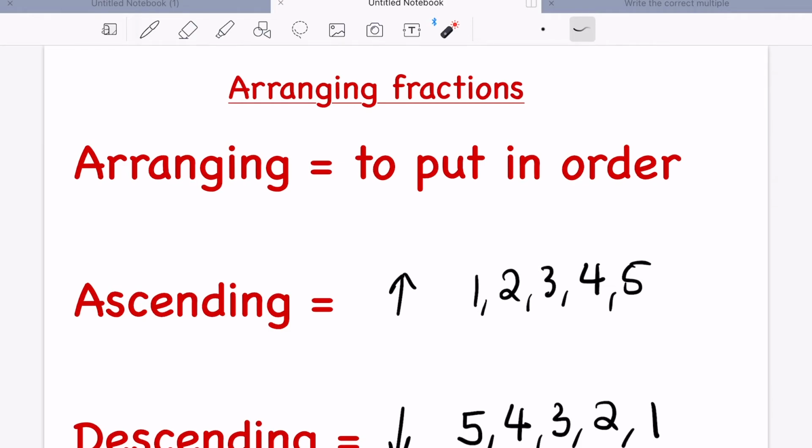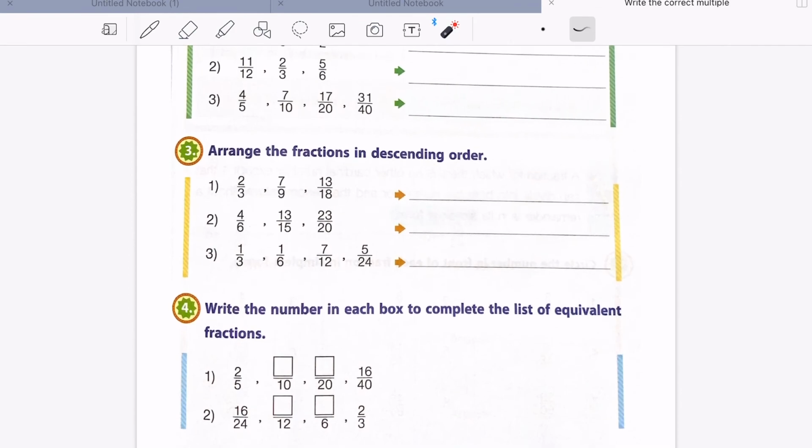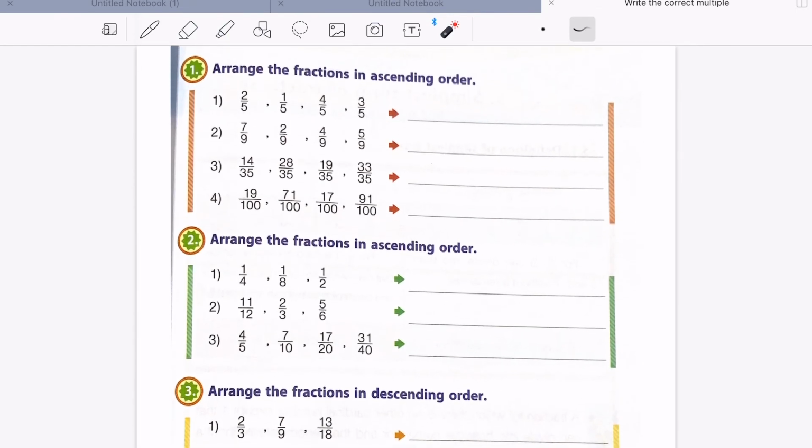So today we're going to be arranging fractions, right? To put in ascending order or descending order. So we're going to put big to small or small to big, right? That's what we're going to do, ascending and descending. All right, let's look at page 77, fractions. We're going to look at how to put these in ascending order and descending order, and we're also going to compare these fractions to be able to do that.